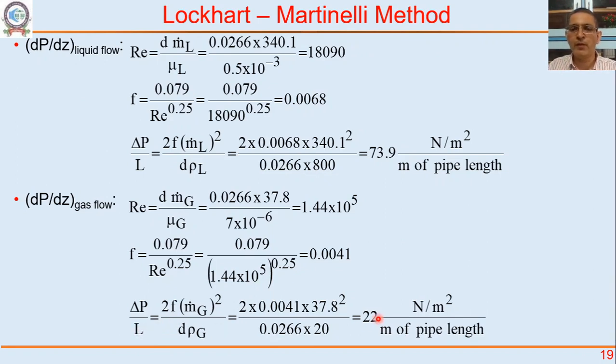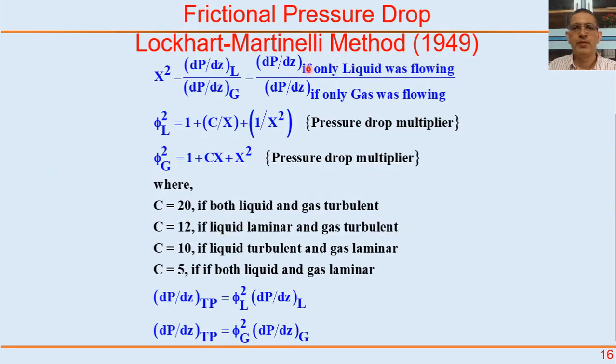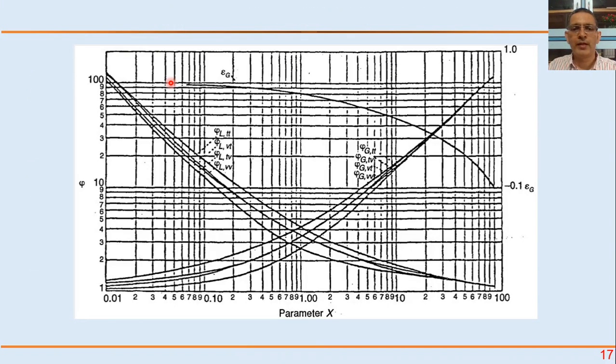Now go back to our formula. We can define this ratio, 73.9 divided by 22 is here, 73 by 22. That will give you X squared, so you can calculate X from there.